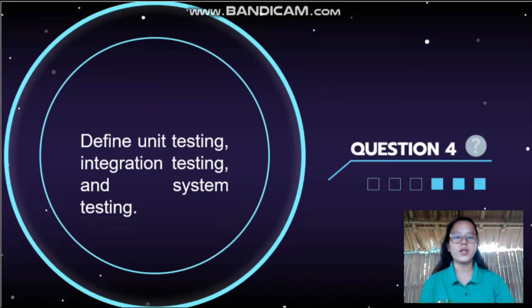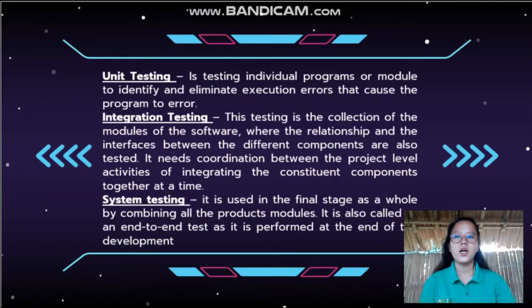Question number 4. Define unit testing, integration testing, and system testing. Unit testing is testing individual programs or modules to identify and eliminate execution errors that cause the program to fail. Integration testing is a collection of the modules of the software where the relationship and the interfaces between the different components are also tested.